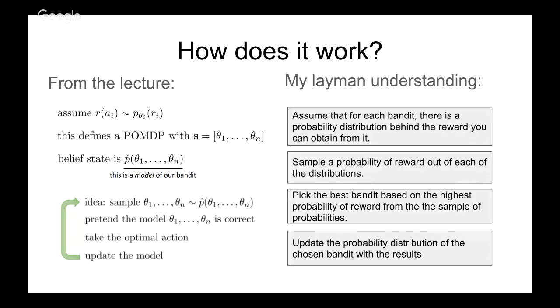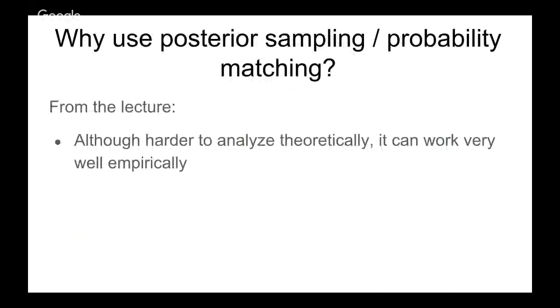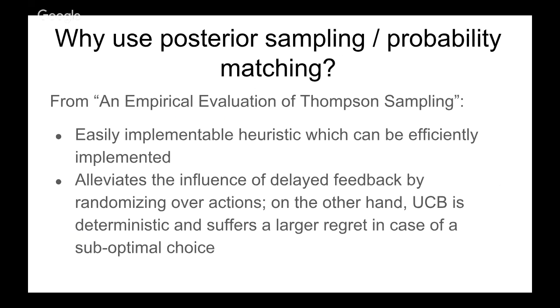I think what they said in the lecture is that this, although harder to analyze theoretically, can work very well empirically. And from the paper that he recommended, they also said that this is an easily implementable heuristic. One benefit of it is that it alleviates the influence of delayed feedback because it's randomizing over the actions, so it doesn't have the problem of being deterministic like UCB, which takes the optimistic way of approaching this problem.